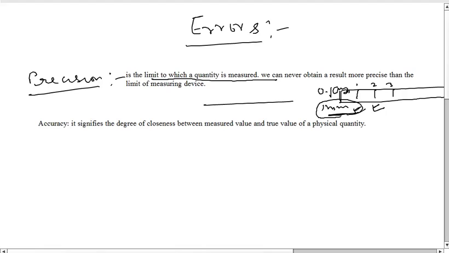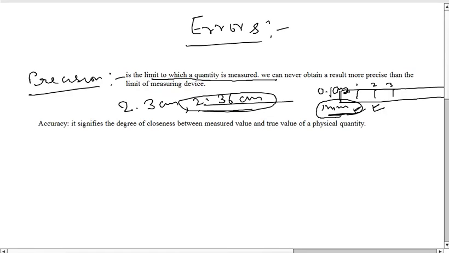So precision is up to what limit you can measure. The finer the limit you can measure, the more precise your equipment or device is. For example, if I say 2.3 centimeter, and when I say 2.36 centimeter, then this quantity is more precise.